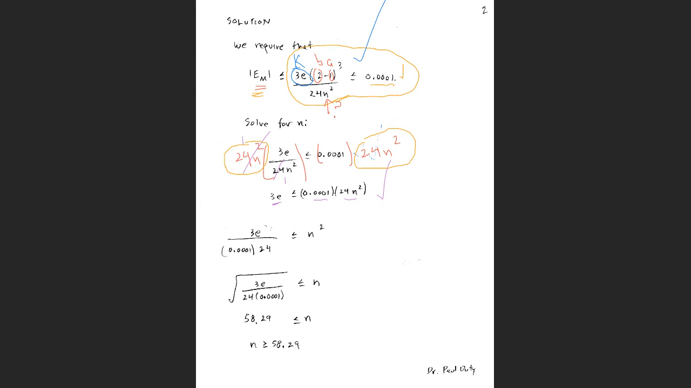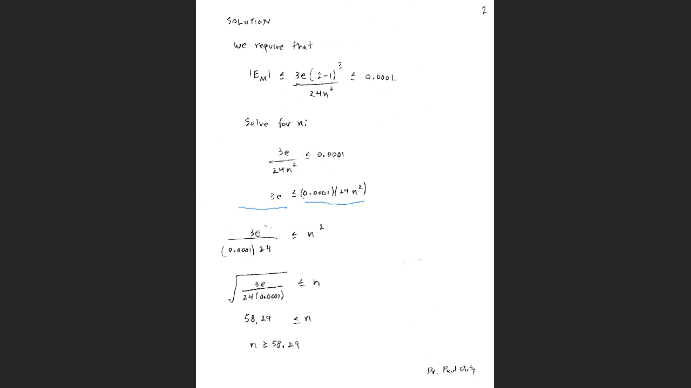Okay. So all right. Well, now we want to solve for n. So naturally, what I'm going to do, let's see, Jonathan, hold that thought. I'm going to divide both sides of the inequality by 0.0001 times 24n squared.